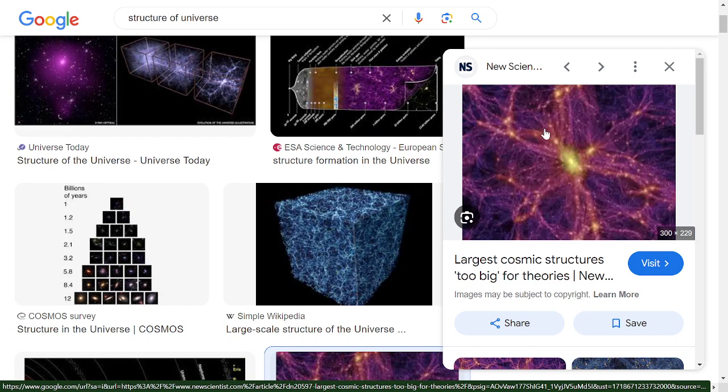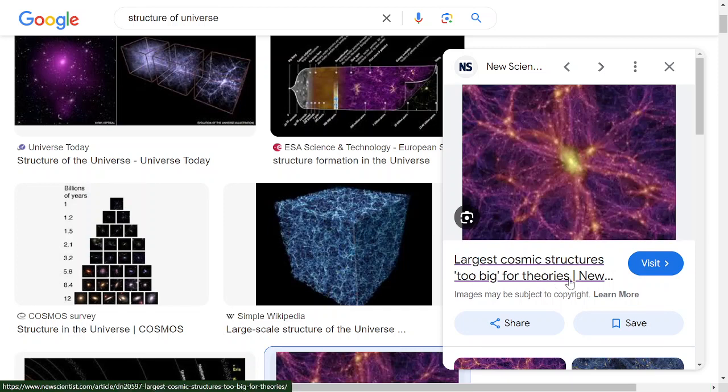So this thing here, do you see this? There's an article from New Scientist called "Largest Cosmic Structures Too Big for Theories. We can't explain them based on the current theories." Duh. That's why we started coming up with the electric universe.